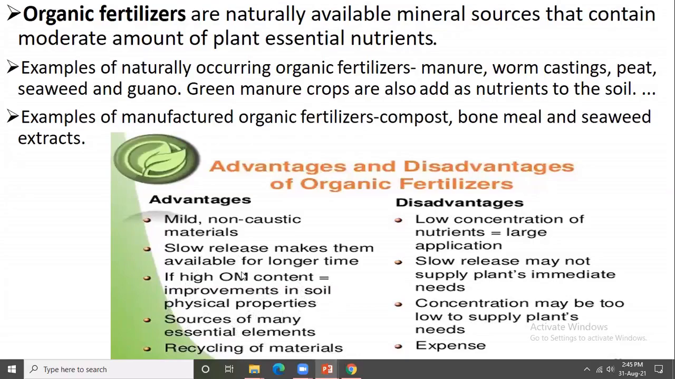It is a source of many essential elements. Organic fertilizer has many essential elements. And recycling of materials: some materials are used through a recycling process.